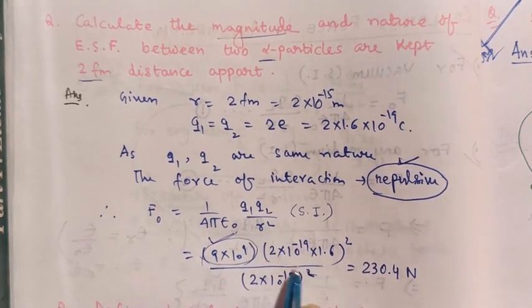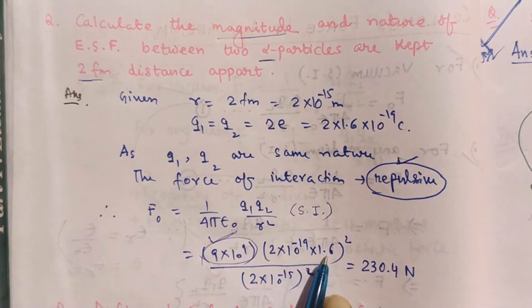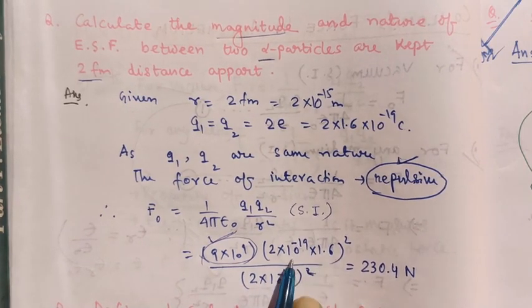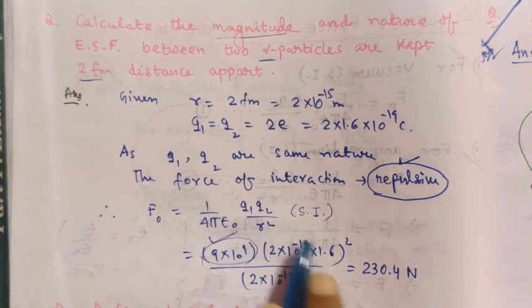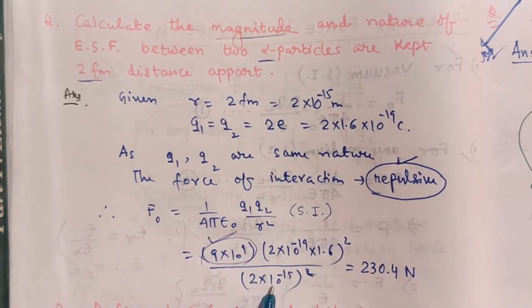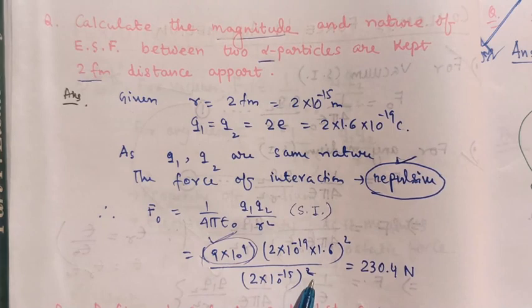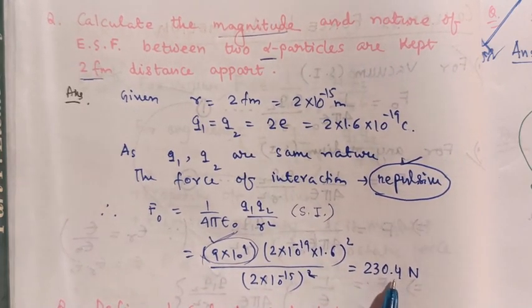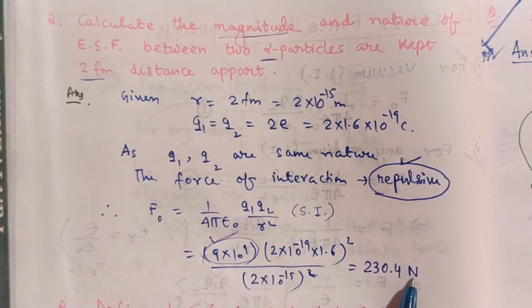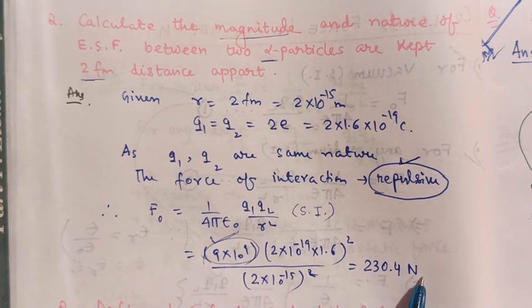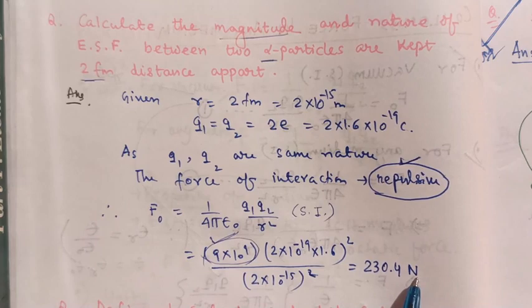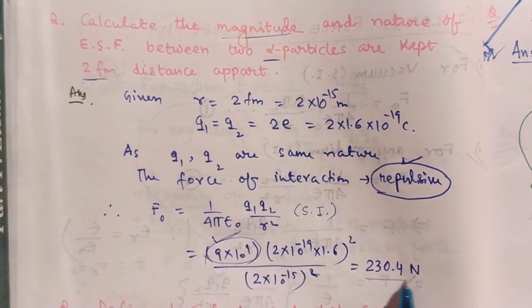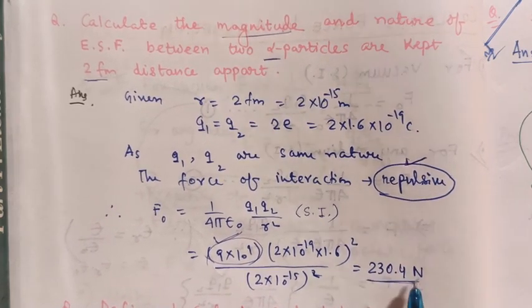You should always remember its numerical value is 9 into 10 to the power 9. Q1 into Q2 means the charge of an alpha particle, 2 into 1.6 into 10 to the power minus 19, whole square. And the distance square is 2 into 10 to the power minus 15 meter, whole to the power 2. You calculate all the numericals and the answer is 230.4. As you are doing the problem in SI unit, the calculated magnitude of the electrostatic force is 230.4 Newton.